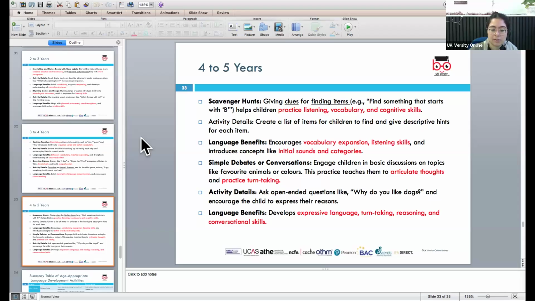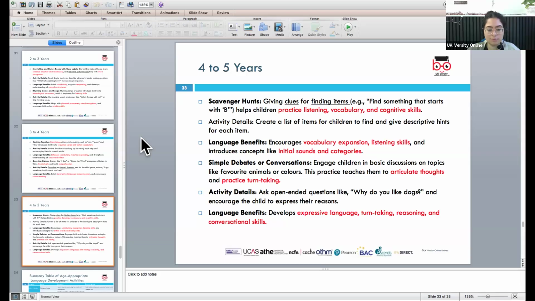The next and final activity would be simple debates or conversations. So, engaging children in basic discussions on topics like favorite animals or colors. This practice teaches them to articulate thoughts and practice turn taking. So, asking open ended questions like, why do you like dogs? Encouraging the child to express their reasons. This would develop expressive language, turn taking, reasoning, and conversational skills.